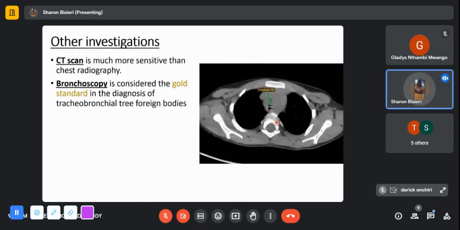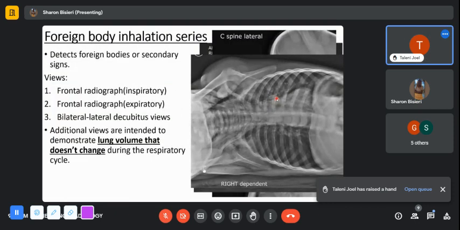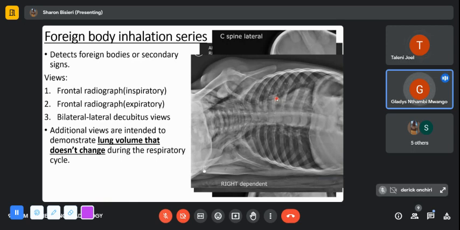So next, we look at CTs. CTs are more sensitive than chest radiographs, and that's because they will show you where the foreign body is exactly within the respiratory tree. Is it because of air trapping that the side with the obstruction is more lucent compared to the healthy side? Yes, it's air trapping. You have a ball valve effect. So air can get into the lung but cannot leave it because of the foreign body.